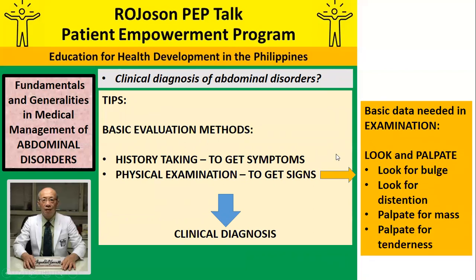As to the physical examination, the basic data needed are, after looking and palpating: you look for a bulge, which can suggest a mass. Look for distension, which can suggest an intestinal obstruction. Palpate for a mass, palpate for tenderness or pain.